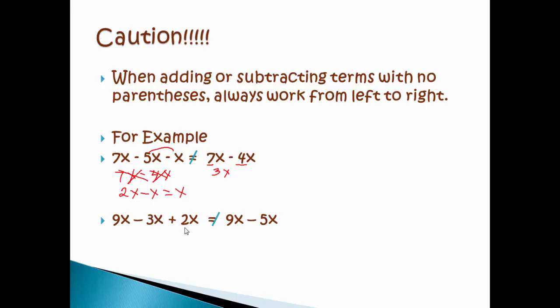Again, we could not say, okay, I'm going to do addition first and say 5x. No. We have to move from left to right. So 9x minus 3x is 6x plus 2x. 6x plus 2x equals 8x. This 9x minus 5x is 4x. They do not equal each other. We cannot move backwards.